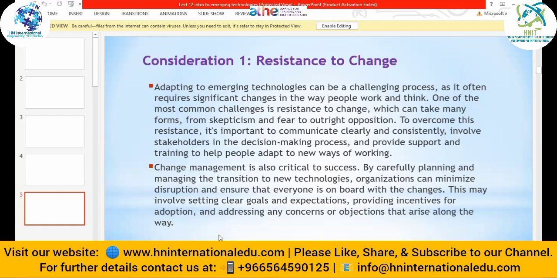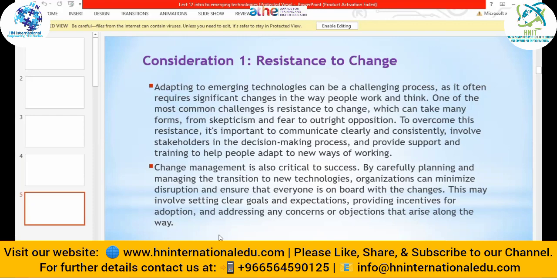So we have stakeholders in the decision-making process, and obviously other people who can provide us support. Emotional support and professional support are both really important. Because if we are mentally prepared, we can work on it, but if we are not mentally prepared, we cannot work professionally either. So we need support and training.